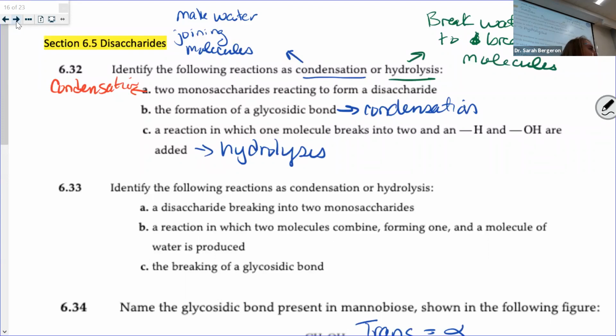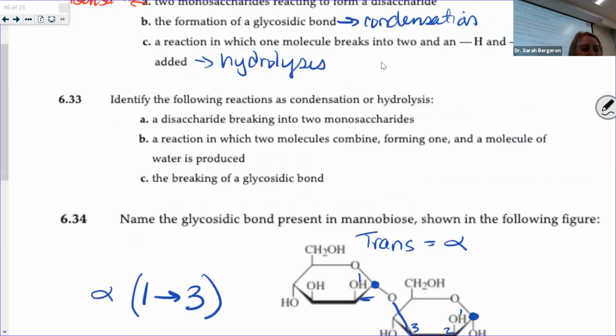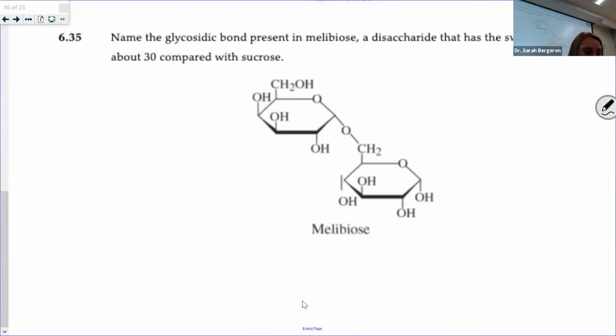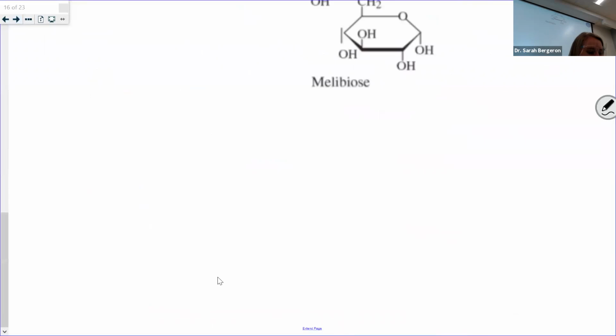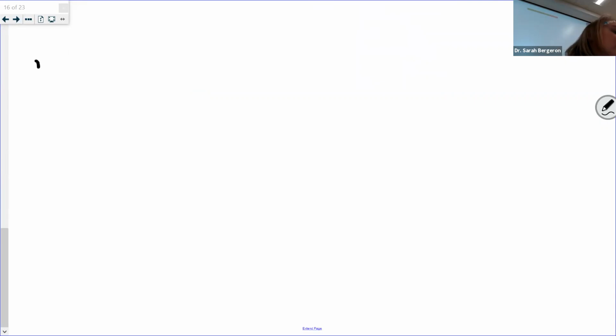Okay, so now we've gone from monosaccharides. Now we're going to talk about disaccharides. We're going to talk about their reactions and then common disaccharides. So identify the following reactions as condensation or hydrolysis. I want to come down here, and this is something I want you to add to your cheat sheet. The question was, is it condensation or hydrolysis? Tell me about condensation.